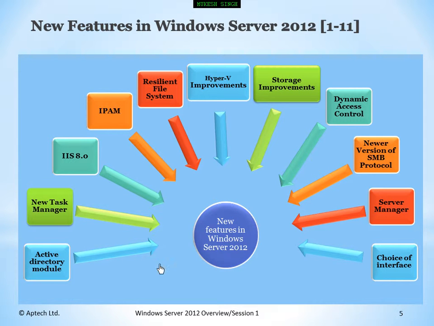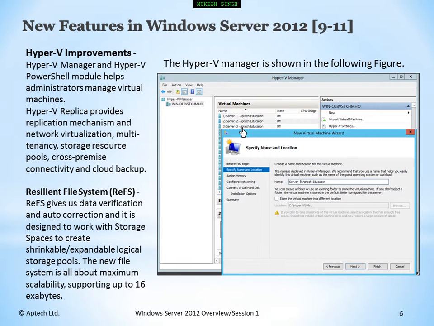Now these are some new features that have been introduced or improvements that have been done. We are already using Active Directory and IIS and other things, but improvements have been done, like storage improvements, Hyper-V improvements. So first of all, we'll try to understand those things: what is Hyper-V, what is storage, what is dynamic access control. Then later on we will be able to explain the new features or improvements.